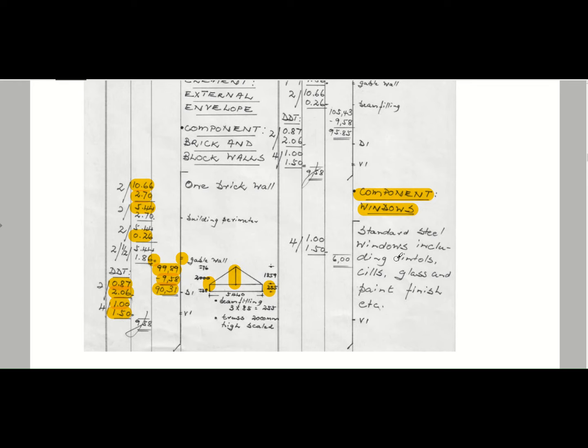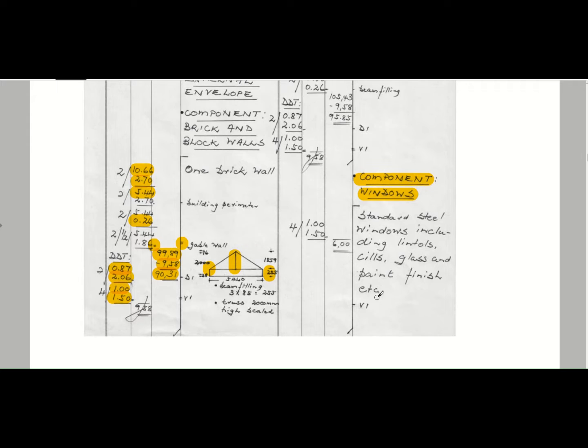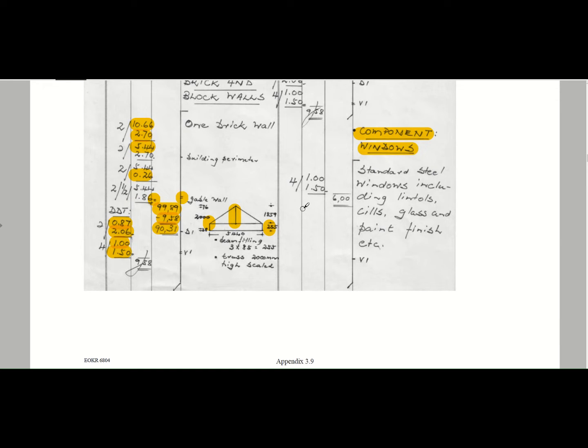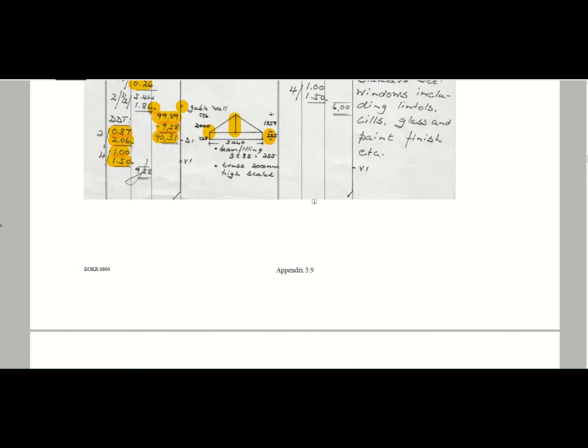Standard steel windows including lintels, sills, glass, paint, finishes, etc. In the elemental estimation, we usually measure it in number. Whenever you have number here, it's just a number times a specific item that you might use. You have the option of measuring it in square meters or in number, and we'll get to the guideline a little bit later on. The guideline is the way that you're going to measure it. I'll explain that a little bit later, but for the example, this is just how everything works.